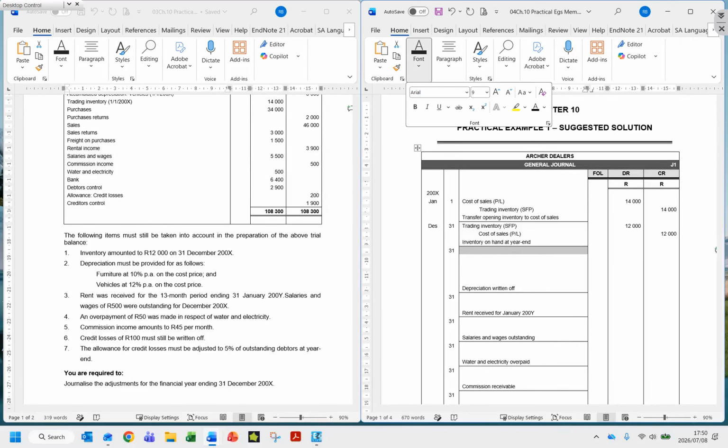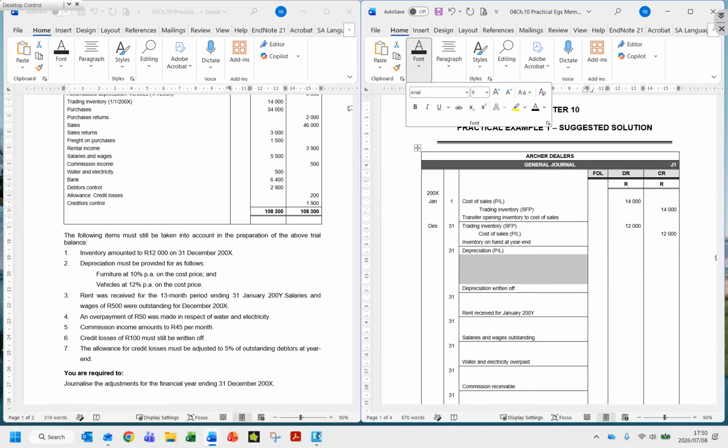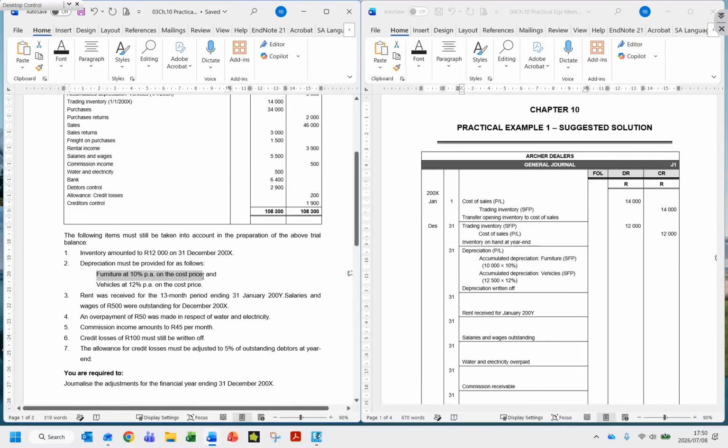Debit then depreciation, which is an expense, so it will appear in the statement of profit or loss, and credit accumulated depreciation for furniture and for vehicles separately. And these are what we call negative assets. They appear together with the furniture and the vehicles under non-current assets, so they are statement of financial position items. They tell us that furniture is 10% on the cost price.